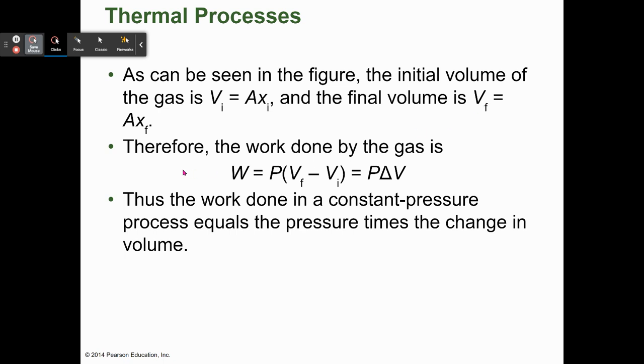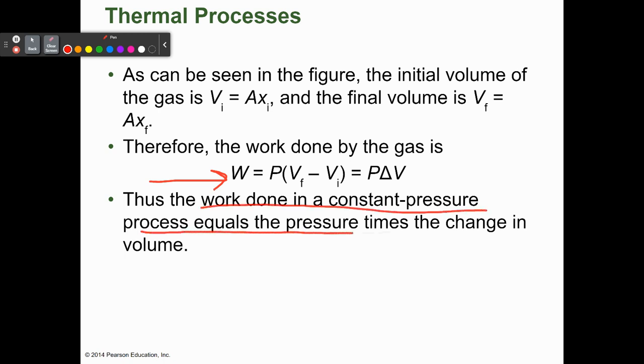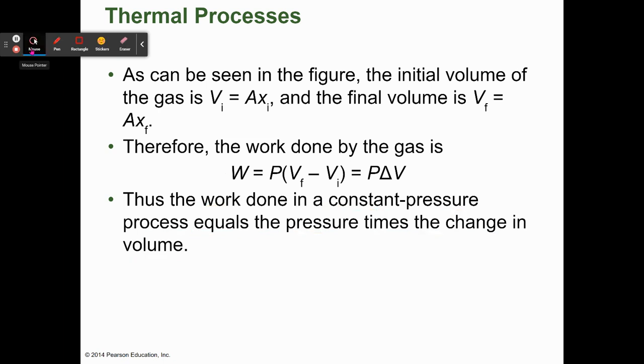Okay, so we could also rearrange that equation and say that work is equal to pressure times the change in volume. So work done in a constant pressure process equals the pressure times the change in volume. Okay, we're going to be looking at some graphs, these pressure volume graphs, in just a minute too.